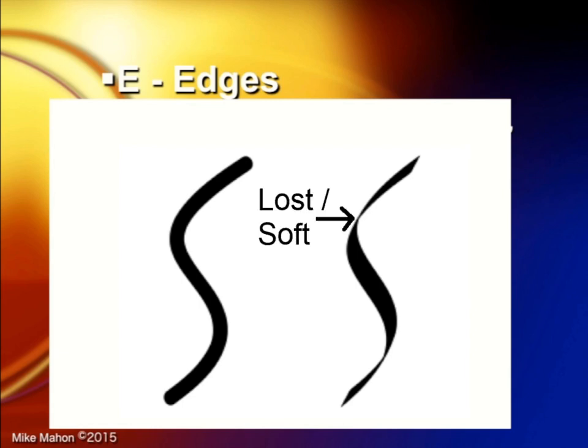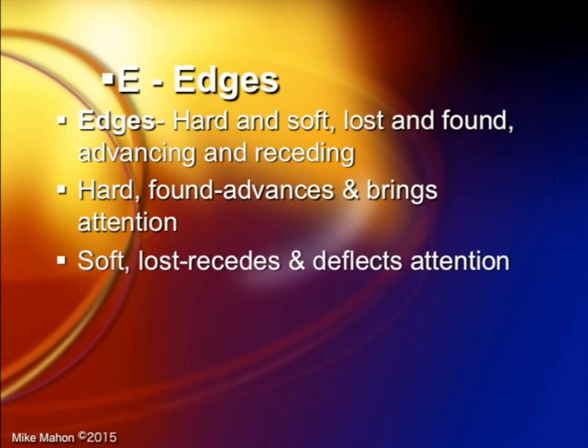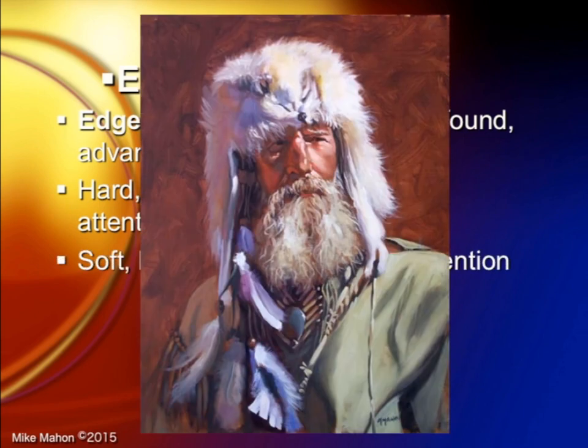You can see a 3-dimensional quality to that, but that you don't see here. This looks flat, this looks 3-dimensional. Just by controlling the edges, you create 3 dimensions. Lost and found: hard found edges bring things forward, soft edges push them back. Here's an example here.